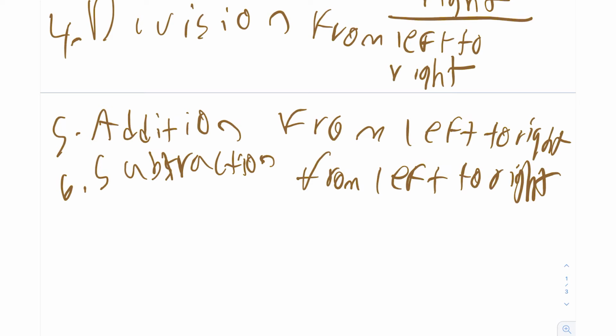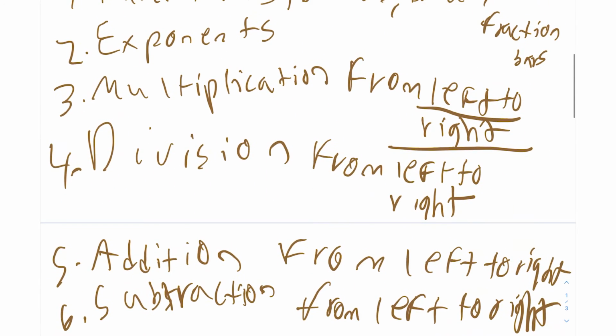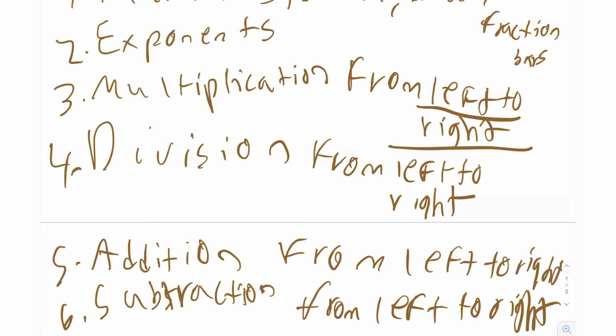So in order, it is parentheses, any sort of parentheses, exponents, multiplication from left to right, division from left to right, addition from left to right, and subtraction from left to right. And to reiterate again, when you do multiplication, division, addition, and subtraction, you must make sure that you go from left to right.